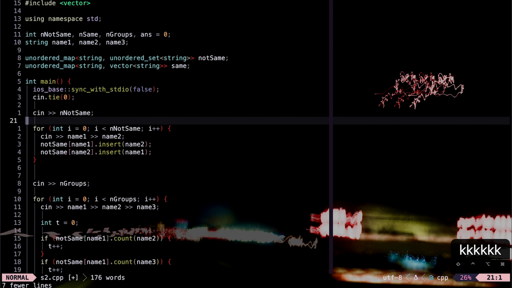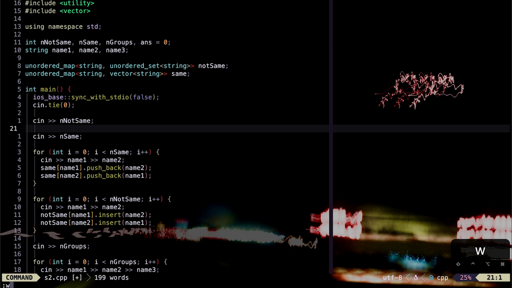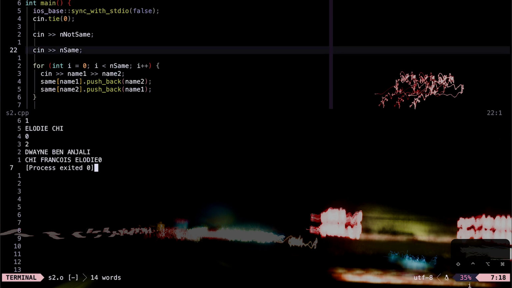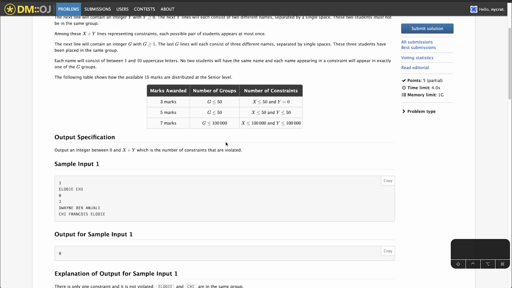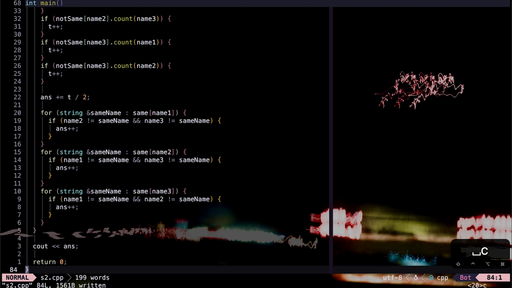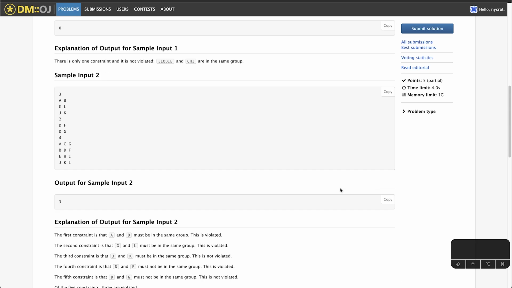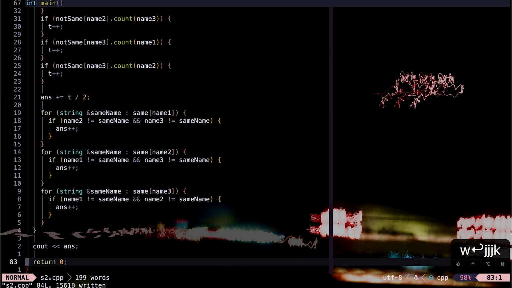All right, so let's move this here. And I didn't even see the output. I got 0. All right. And let's try this. It's 0 again, but it should be 3. Okay.